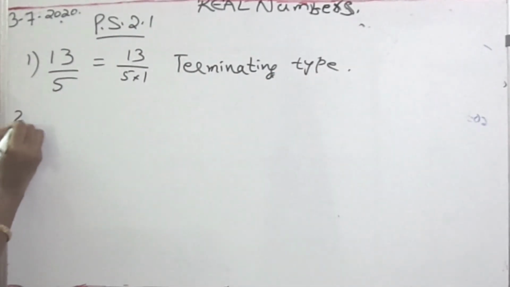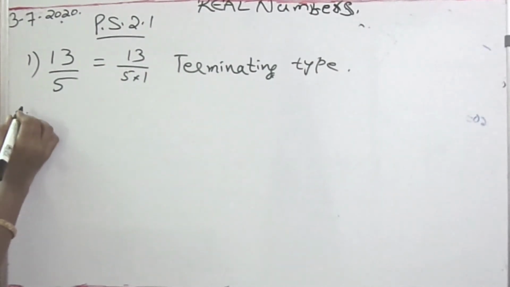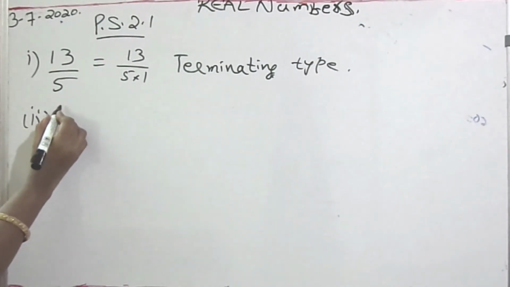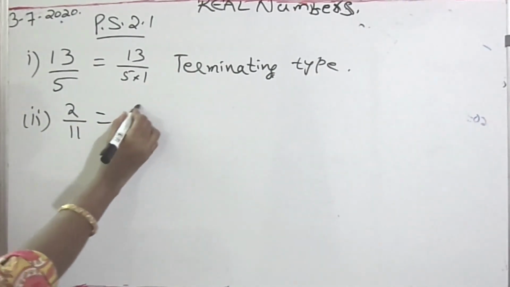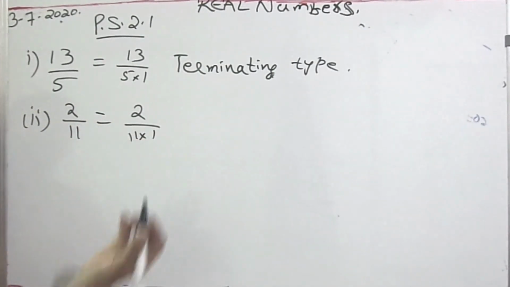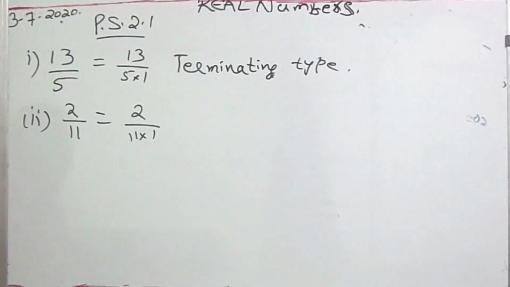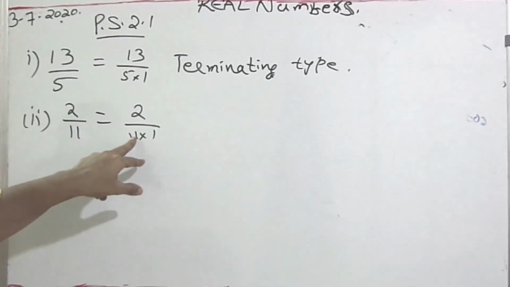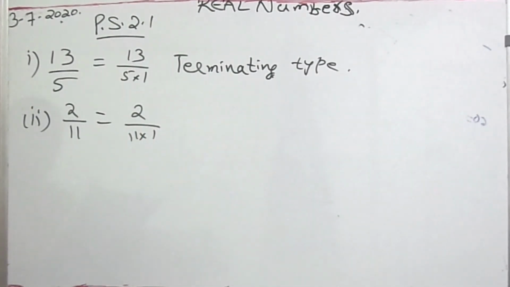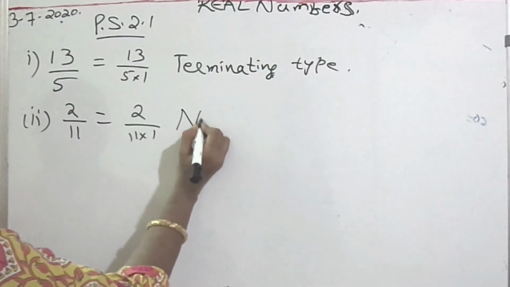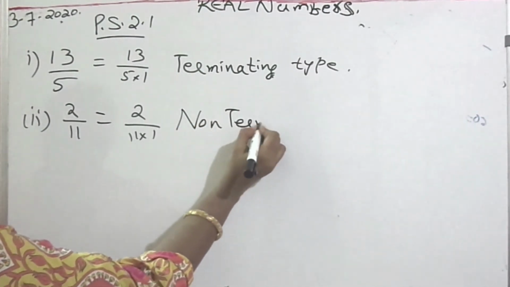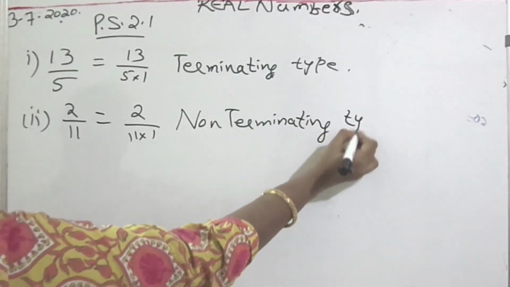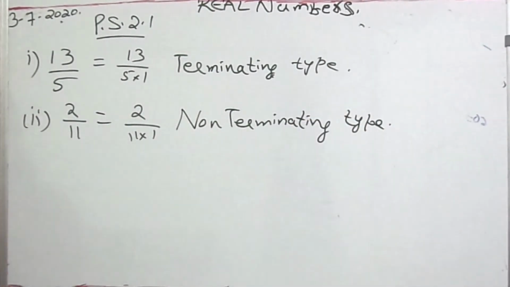Let us go to the next sum. Second one, 2 upon 11. The factors of 11 are 11 into 1 only. It does not contain 2, does not contain 5, nor a 2 and 5 combination. So that means this is non-terminating type. So just by looking at the denominator, we are able to write down whether it is terminating or non-terminating. No need of dividing and finding out.